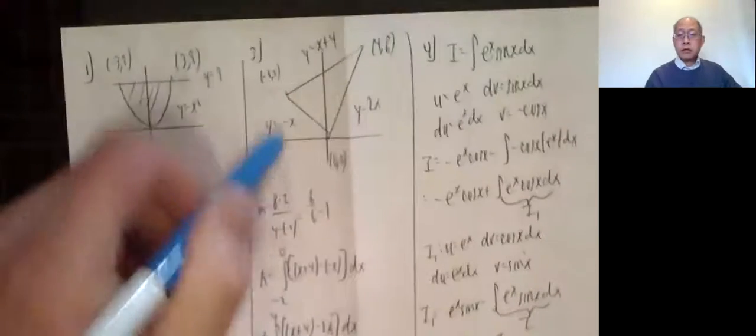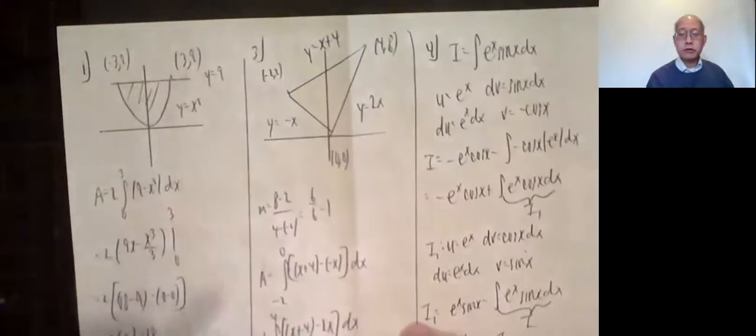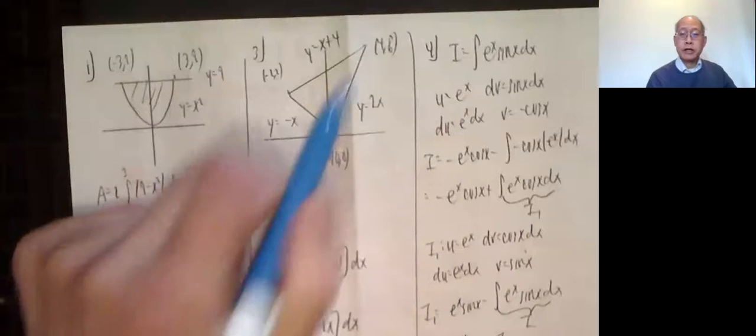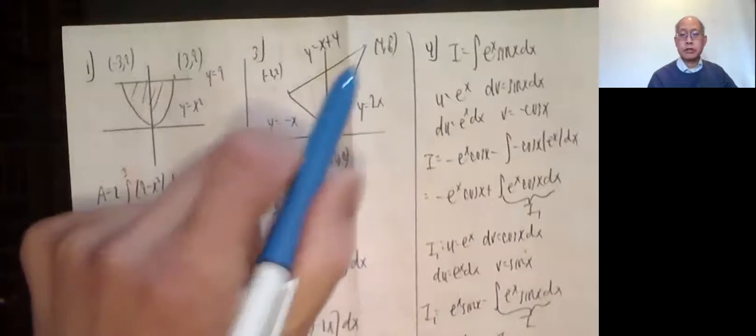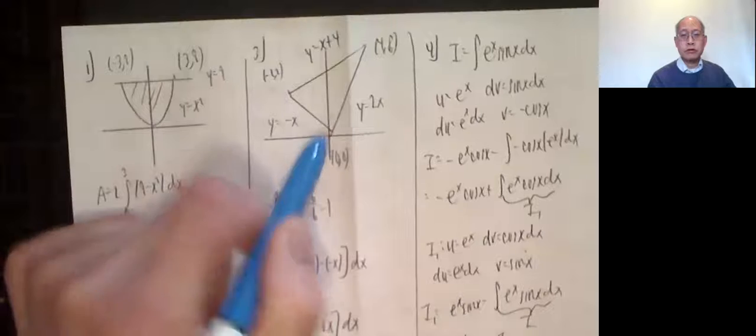Number 3, you're given a triangle with vertices 0, 0, 4, 8, and negative 2, 2. Find the area using calculus. This is y equals 2x. It goes through the origin, slope is 2. This is y equals negative x. Slope is negative 1, goes through the origin.